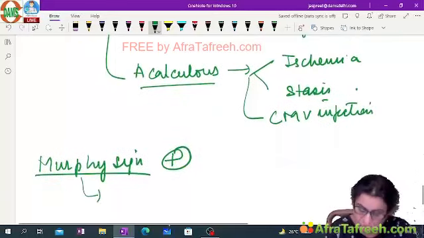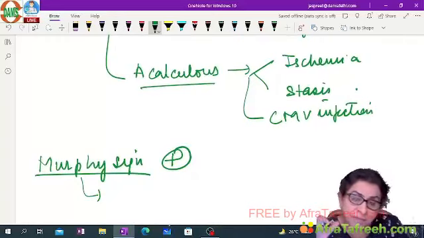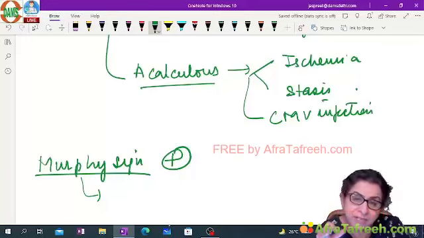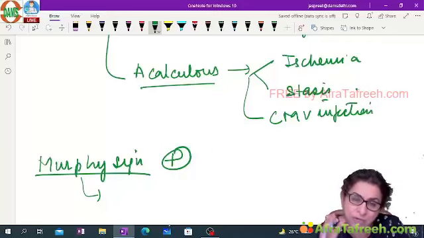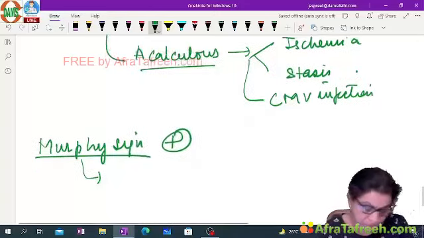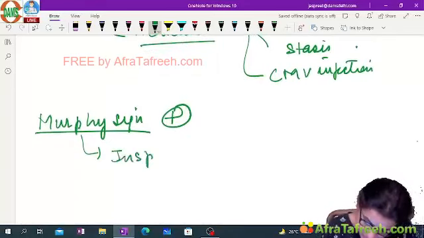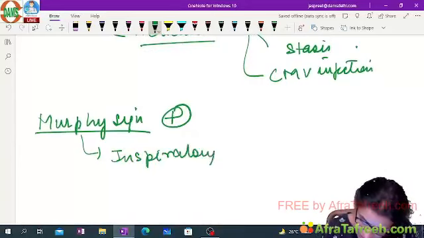Okay, now what is this Murphy sign? Murphy sign is when you palpate in the right upper quadrant, where the gallbladder is located. An inflamed gallbladder is painful. So when you press in the right upper quadrant, because of pain, there will be inspiratory arrest. The patient will stop the breath in inspiration. So that is Murphy's sign, that is inspiratory arrest.